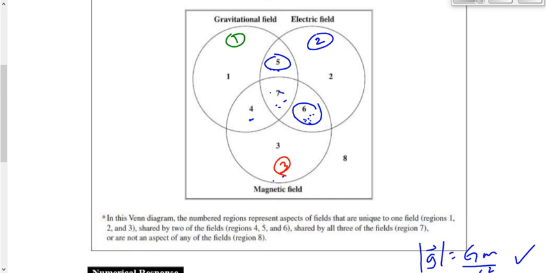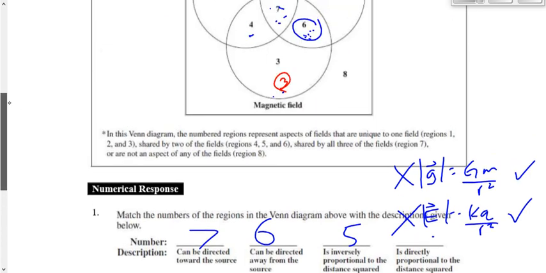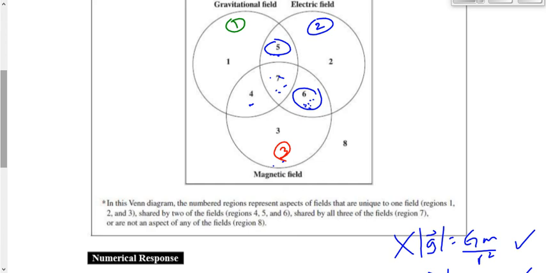And the last part of it says, is directly proportional to the distance squared. Well, we know that this is not directly proportional to the distance squared. We know that this is not directly proportional to the distance squared. And we haven't learned anything about the magnetic field strength. So it can't be directly proportional to the distance squared. If we needed to know that in order to answer this question, you would have learned that. So it's not the answer. That means, if the electric field, gravitational field, magnetic field, none of them are related to the distance squared, the answer for this one would be 8.